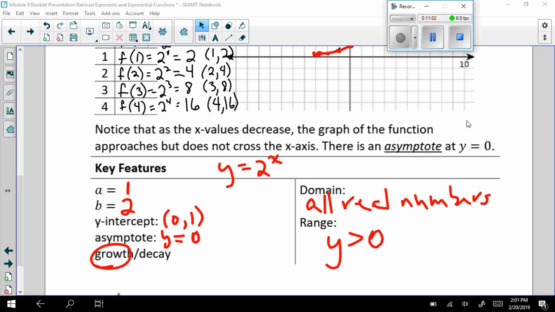And that is the graph of our first exponential function. We're going to look at more. We're going to look at ones that are decay, and we are going to look at ones that we transform. We move left, right, up, down, same way we did with our parabolas. But this is our basic parent function with a base of 2.